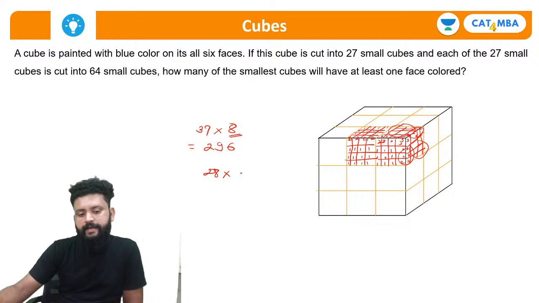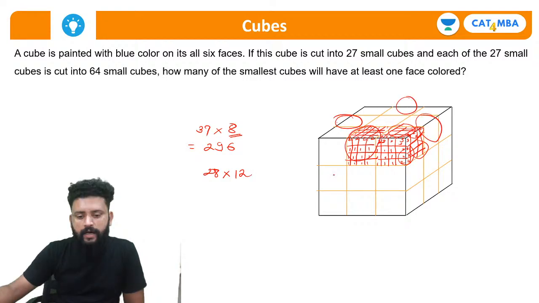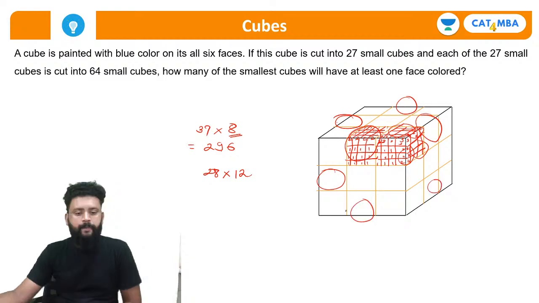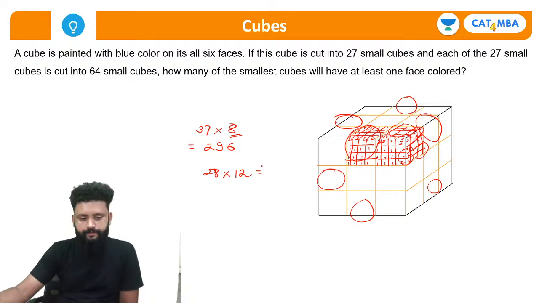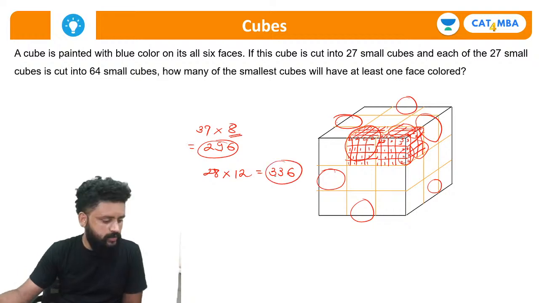So you need to be very clear about the basics to solve such questions. So that's why I first cleared some basics. So 28 into 12 is 336. So we got these two numbers up till now.